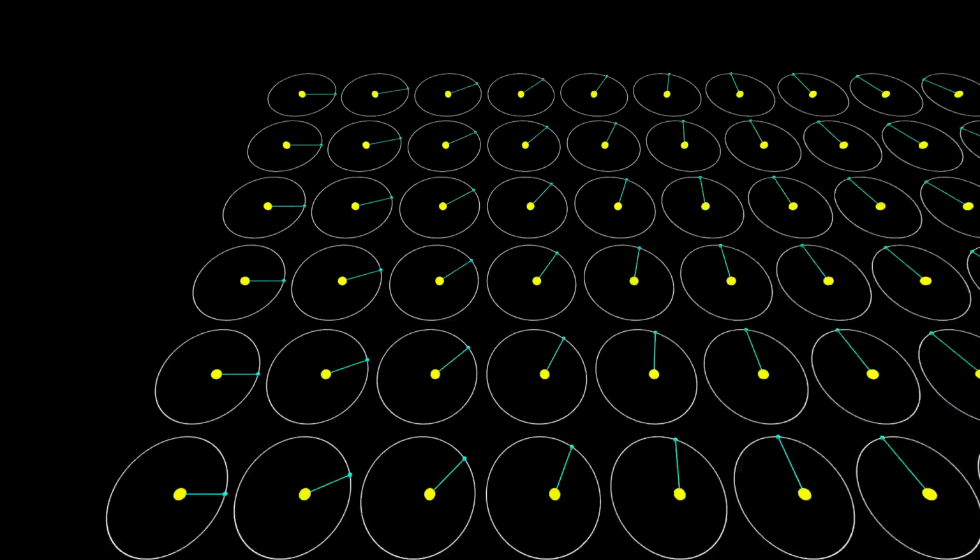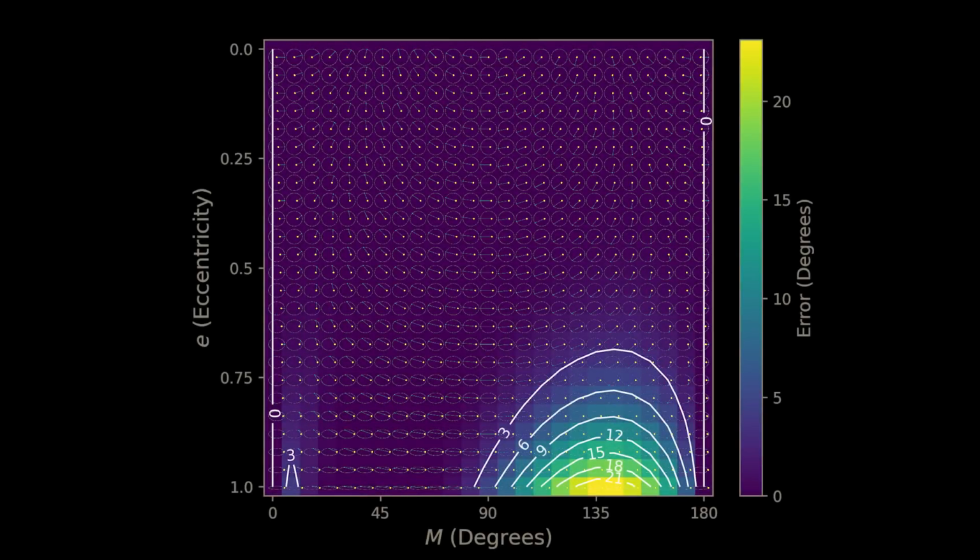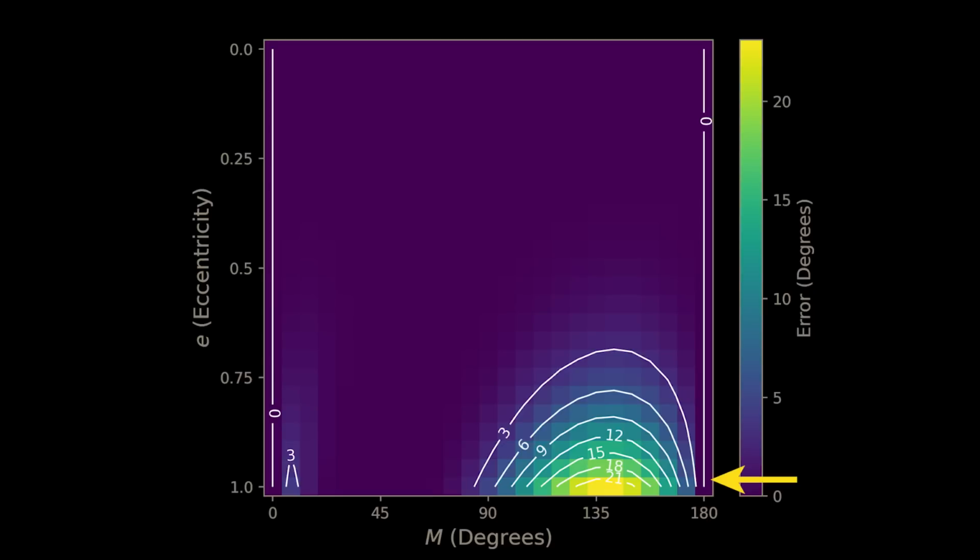We can explore how Kepler and Newton's numerical methods handle these higher eccentricities by constructing a 2D grid of test cases, where the y direction captures the eccentricity of the orbit, and the x direction captures the position of the object on its orbit. Running Kepler's method in each grid cell for 6 iterations, we can visualize the final error using a heat map. At an eccentricity of 0.97, approximately the eccentricity of the orbit of Halley's Comet, Kepler's method gives a massive worst-case error of 20.6 degrees.